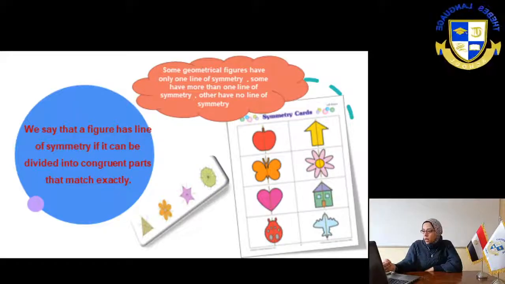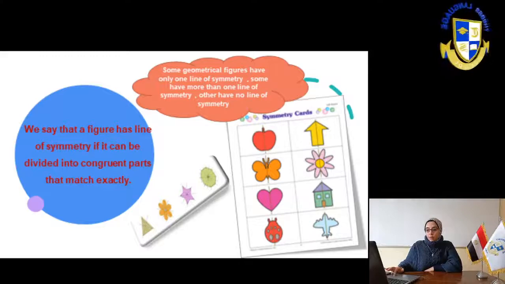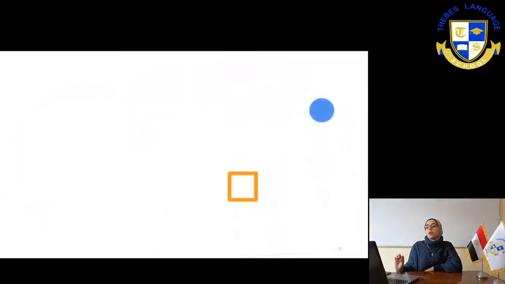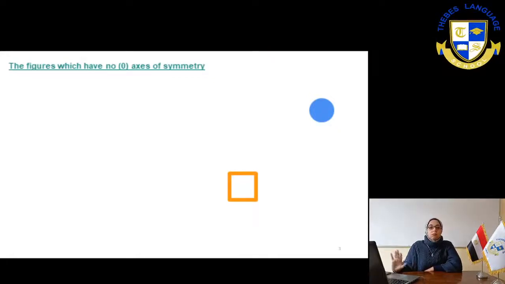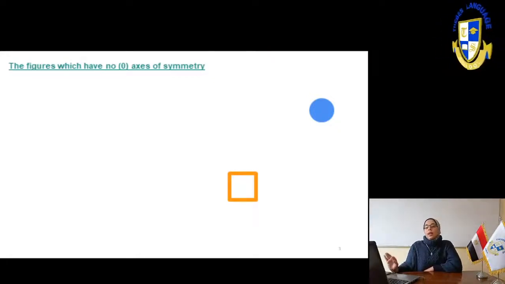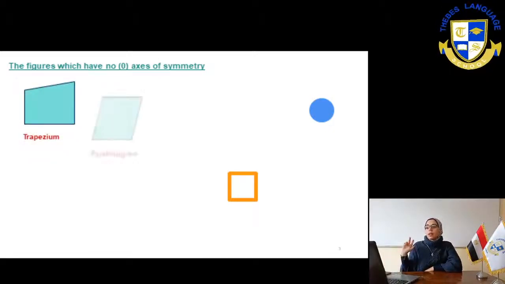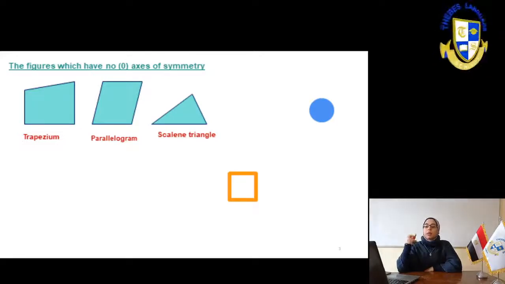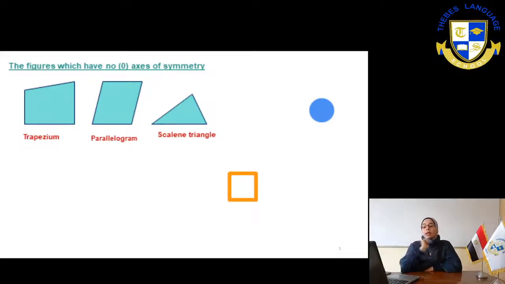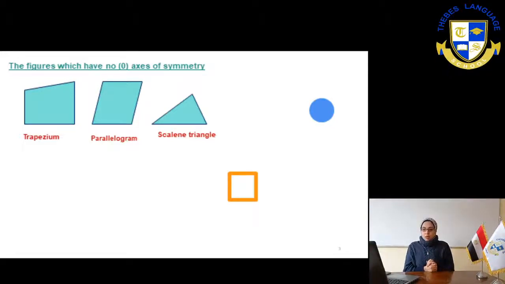And we have other shapes for which we can draw more than one line of symmetry. Let's start. What are the geometrical figures which have no axis of symmetry? They have zero axes of symmetry: trapezium, parallelogram, and scalene triangle. These three shapes have no axis of symmetry. We can't draw any axis of symmetry for them.